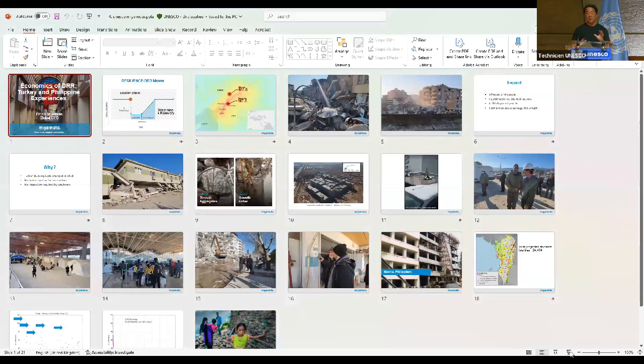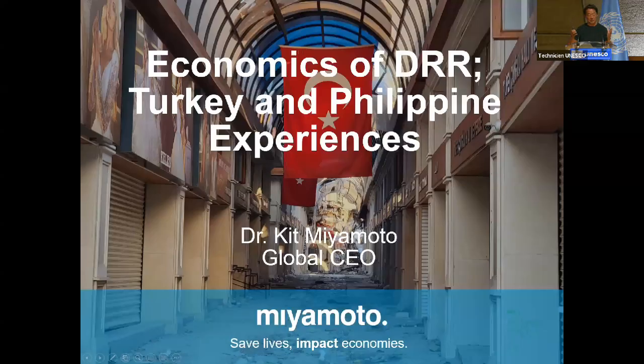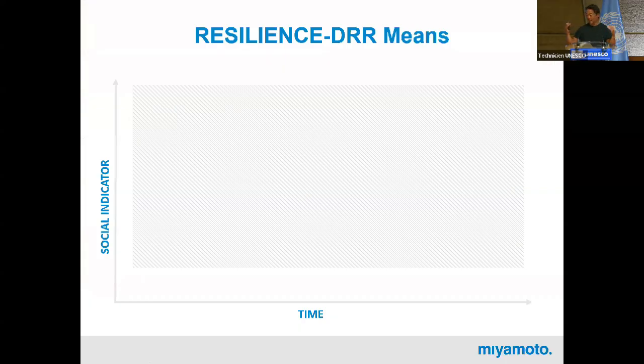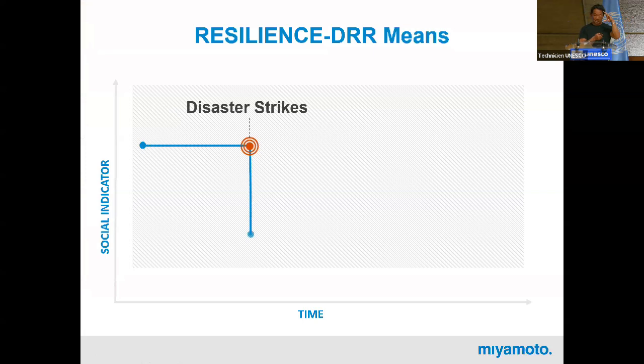So here's how we see resiliency. The horizontal axis is time, and the vertical axis is some indicator. Could be number of houses, could be GNP, whatever that would be. So when an event happens, everything drops. Houses are destroyed, roads are destroyed, going down. That is what we call the direct loss piece of it.